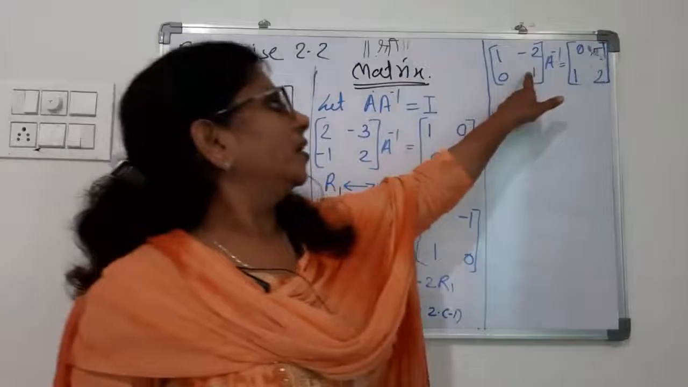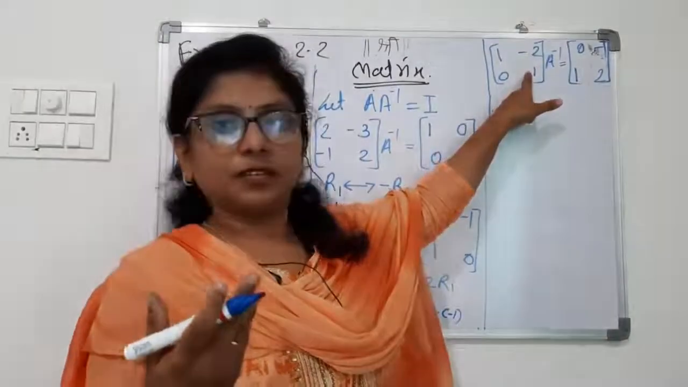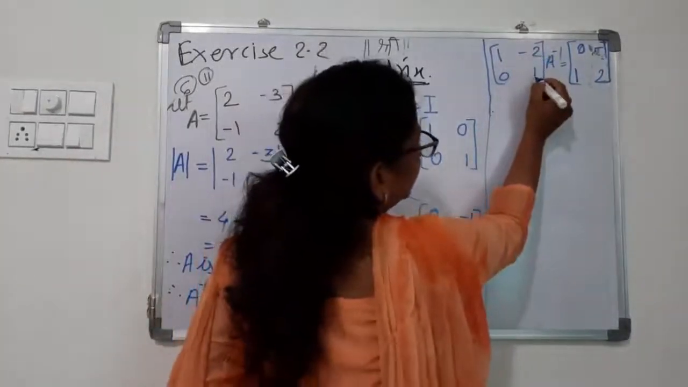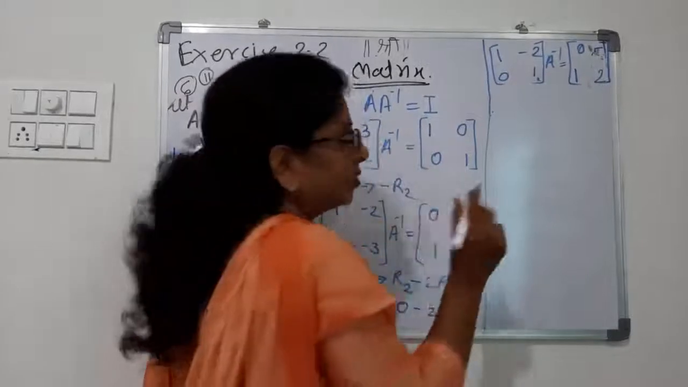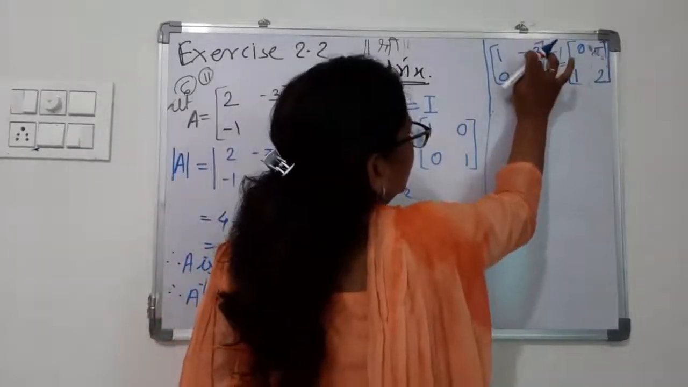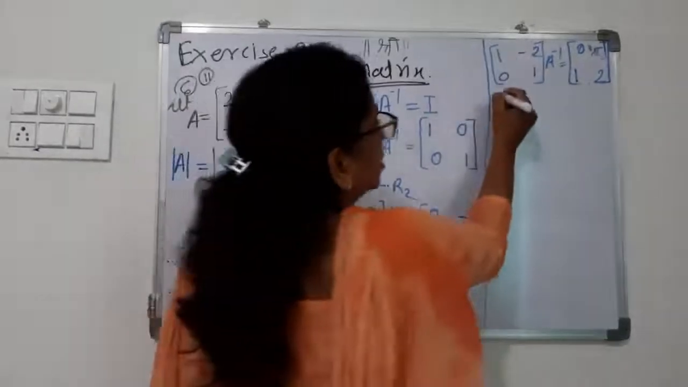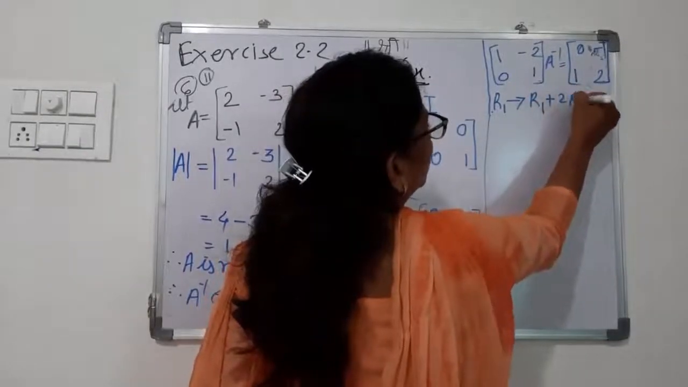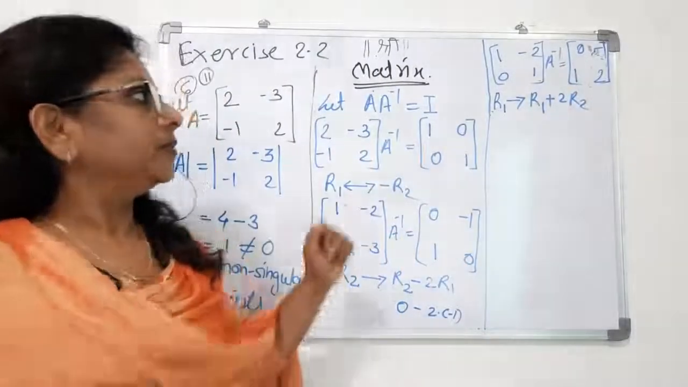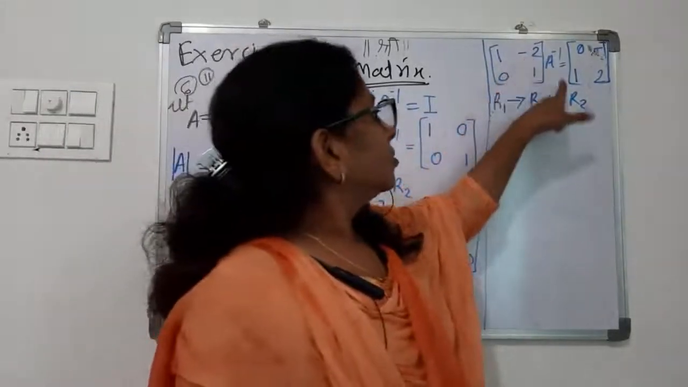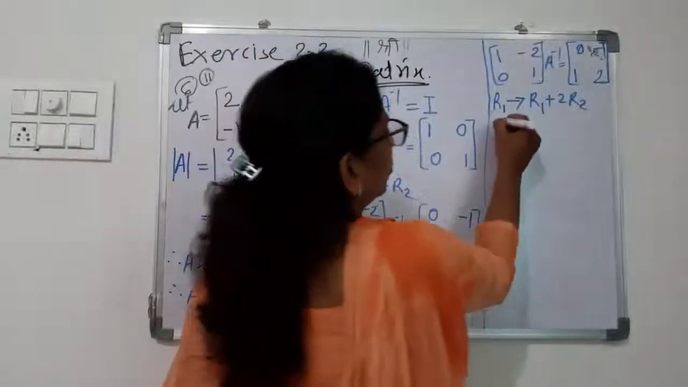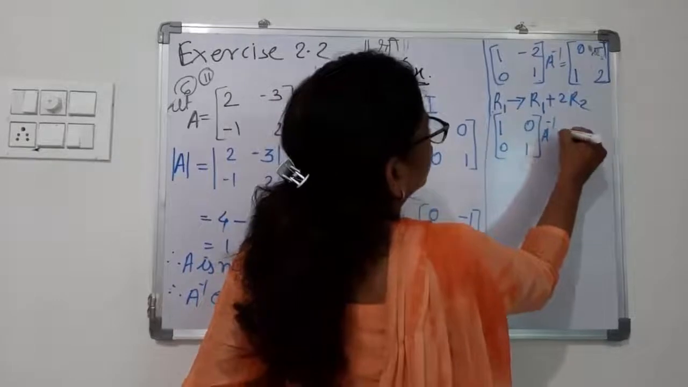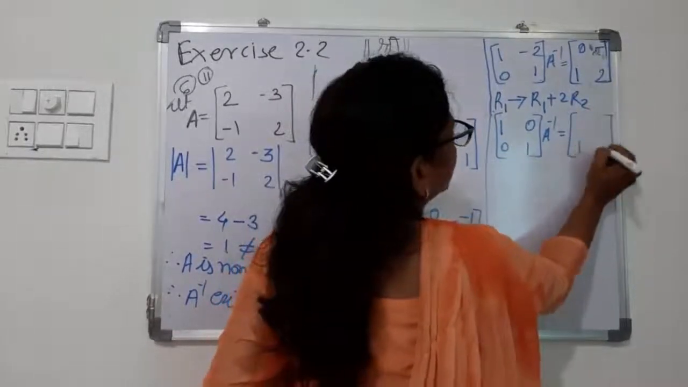Now we wanted 1 here and luckily it is there, so no need to do anything. We will bring only 0 here. If we multiply this by 2 and add these two, this place and this place, we will get 0 there. So R1 will change to R1 plus 2R2. Because we are finding the second column of the identity matrix, we are using R2. So 1, 0, 0, 1, A inverse. No change on R2, so write down as it is.